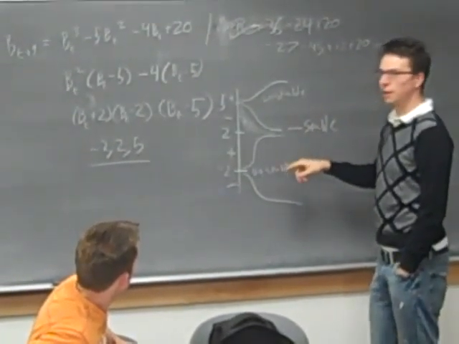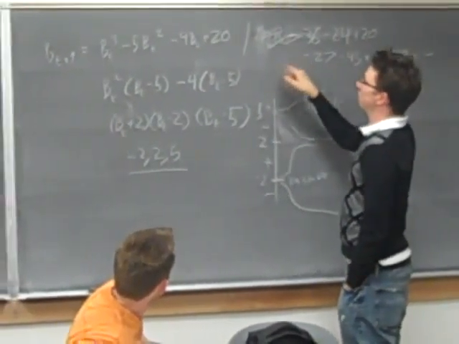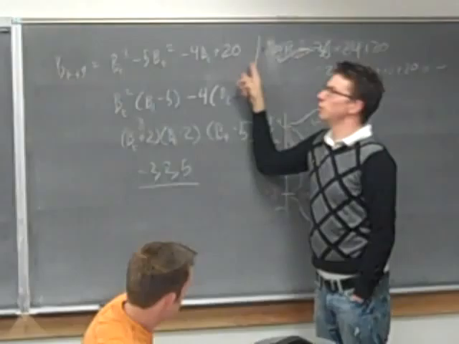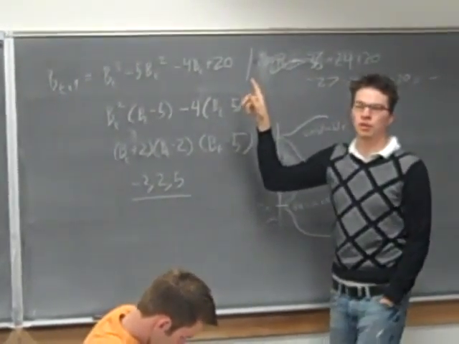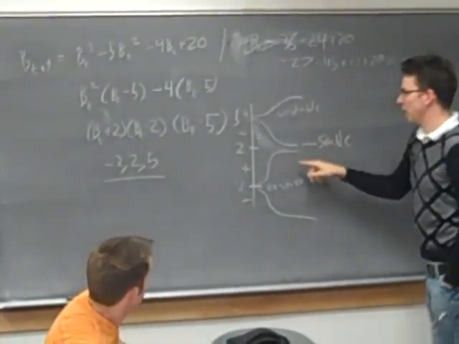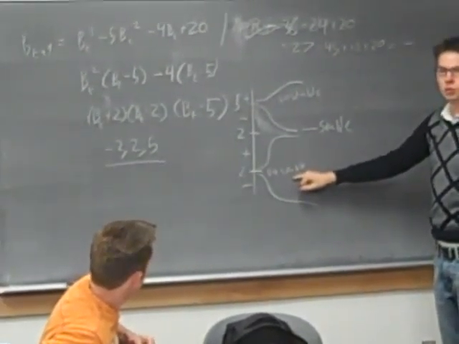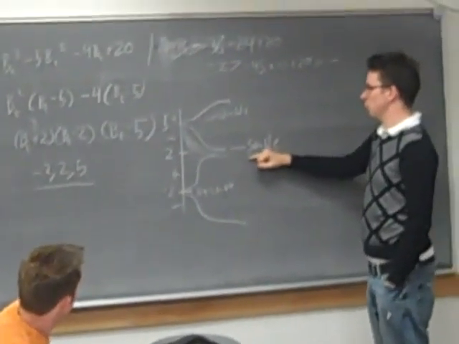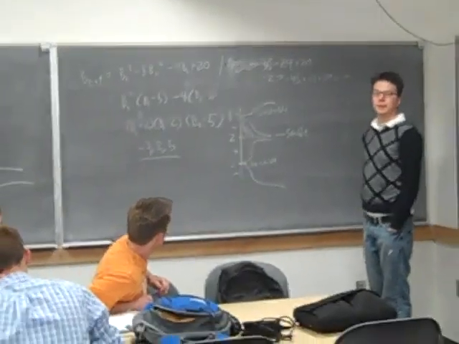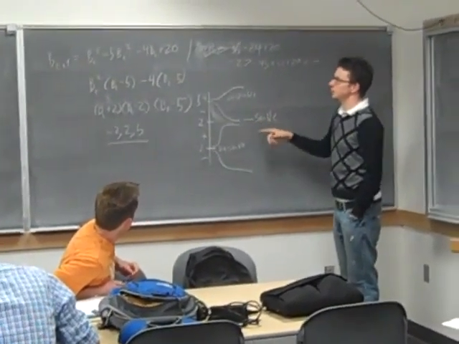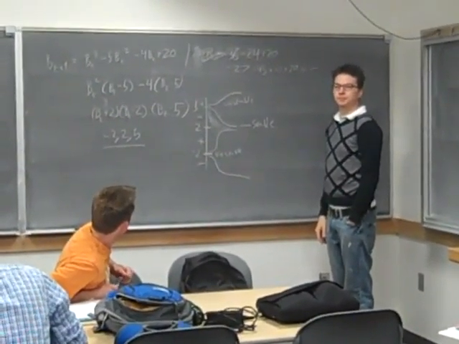So where did you plug in the point? Into this original equation, which might have been wrong. But then we came up with 2 unstable equilibria and 1 stable equilibrium in the middle at b sub t equals 2. Any questions?